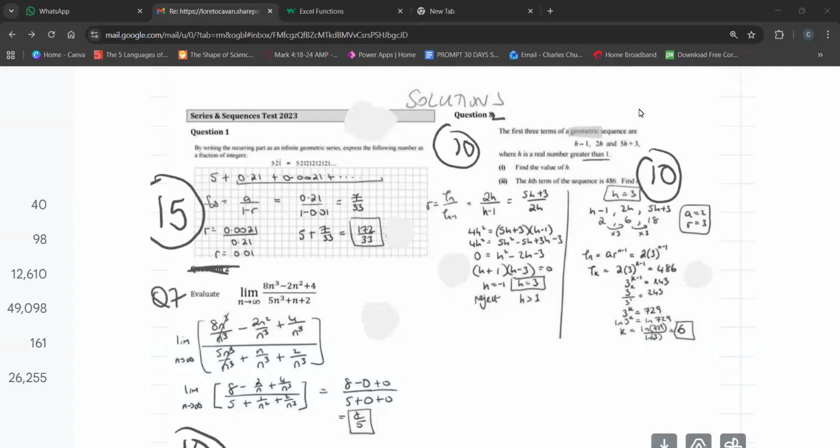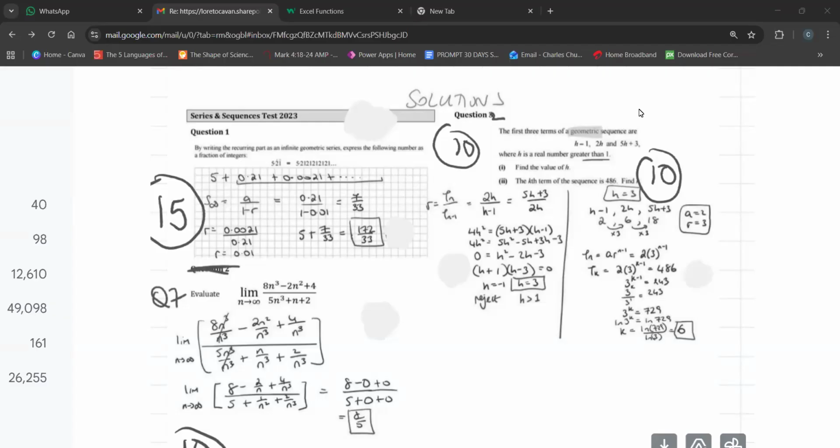The next step is for us to know what to do even when letters are used, and the principle is the same. Whether we're having numbers or letters, or even expressions. What I mean by expression is something like this question. The first term is h minus 1. Second term is 2h. That's an expression. Third term is 5h plus 3. It's an expression. At the back of your mind, just see those three expressions as three numbers that are in a geometric sequence.